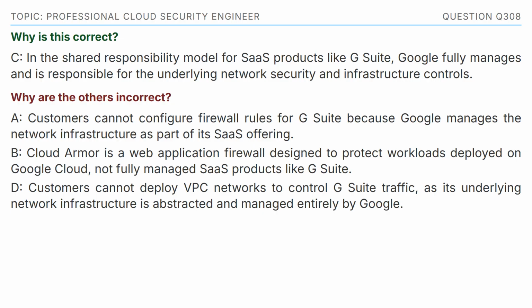Why are the others incorrect? A. Customers cannot configure firewall rules for G Suite because Google manages the network infrastructure as part of its SaaS offering. B. Cloud Armor is a web application firewall designed to protect workloads deployed on Google Cloud, not fully managed SaaS products like G Suite. D. Customers cannot deploy VPC networks to control G Suite traffic, as its underlying network infrastructure is abstracted and managed entirely by Google.